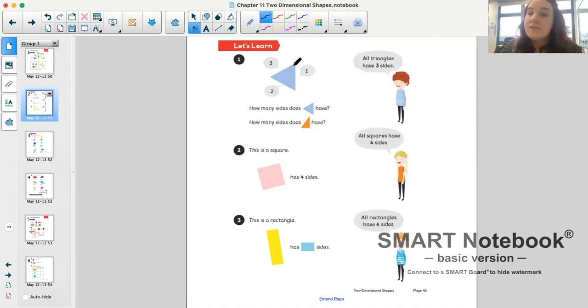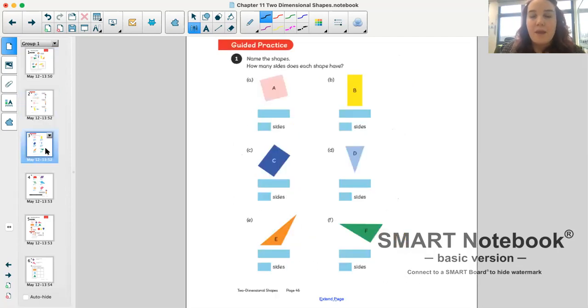Okay. So look, he's doing what we did. 1, 2, 3. That has 3 sides, that has 3 sides, 4 sides, and this rectangle has 4 sides. Okay. How many sides does each shape have? Now, first we need to figure out what that's called. So how many sides does it have first? 1, 2, 3, 4 sides. They're all the same length, so it's got to be a square.